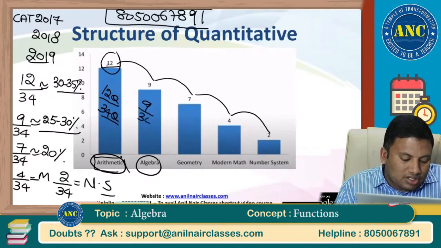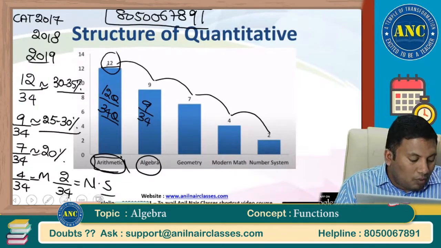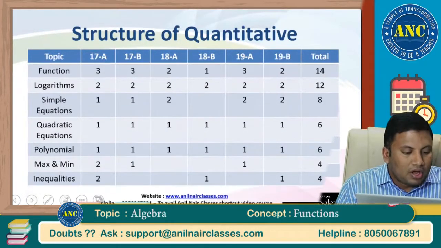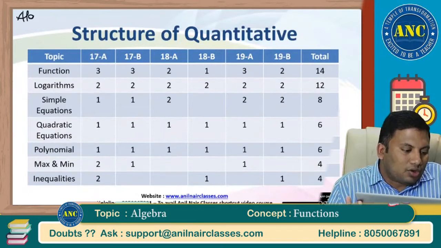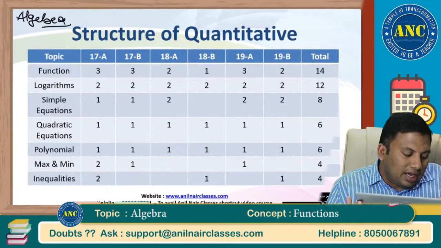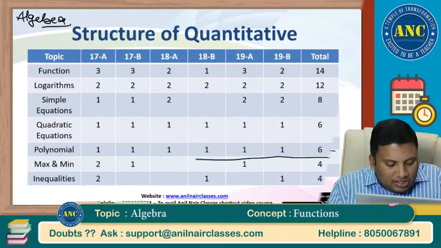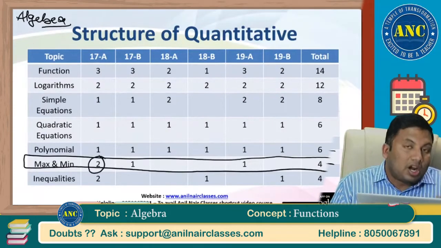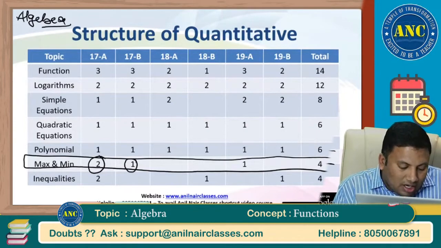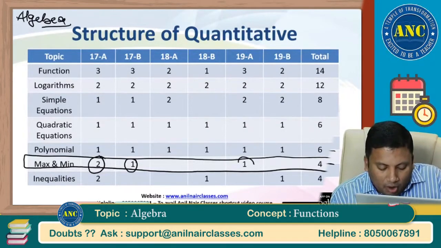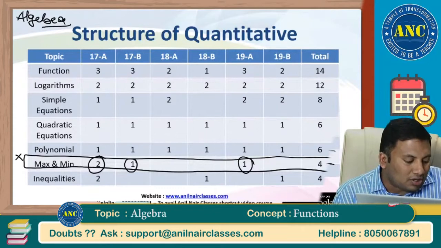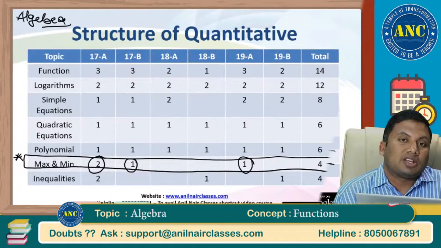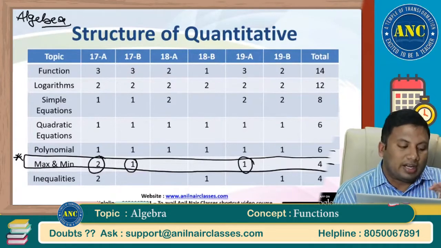Algebra, 9 questions out of 34. Sir, on what basis are you taking YouTube live classes? I will focus on algebra, 9 questions. If you see here, entire maxima and minima: per slot, in CAT 2017 morning slot 2 questions came, afternoon slot 1 question came. Last year, morning slot 1 question came. It is a smaller topic, I took 3 sessions. Once you attend my latest YouTube live classes on maxima and minima, you will not miss a single question.